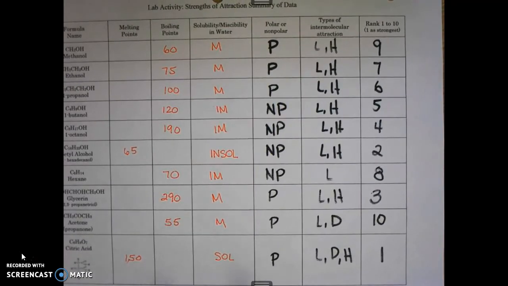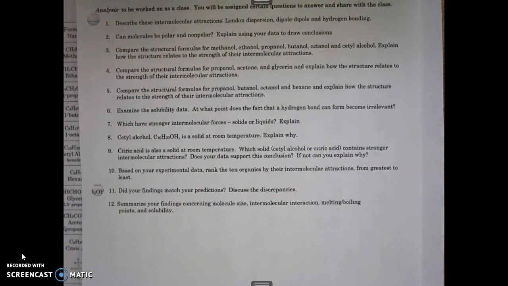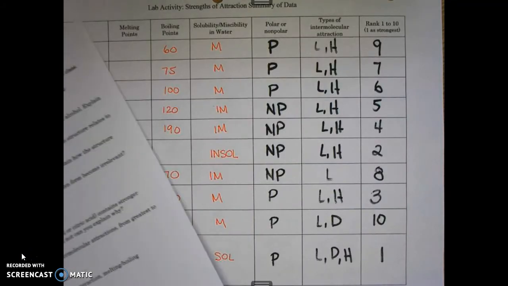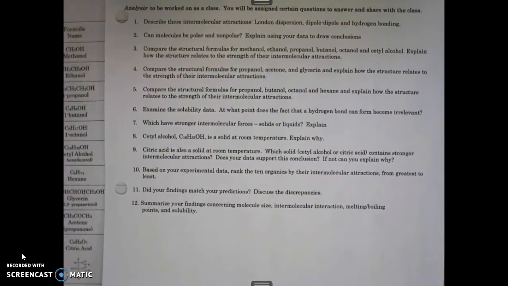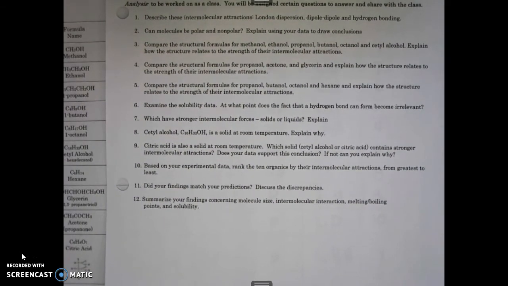What you want to do for 11 and 12, and I think it's a good idea, even if you weren't in class, is try to summarize the big ideas that we've been talking about. Number 11, discuss your predictions. If you were in class when I asked you to do the predictions, compare what you did with the ranking that we actually found out to be true. Discuss why you had misconceptions.